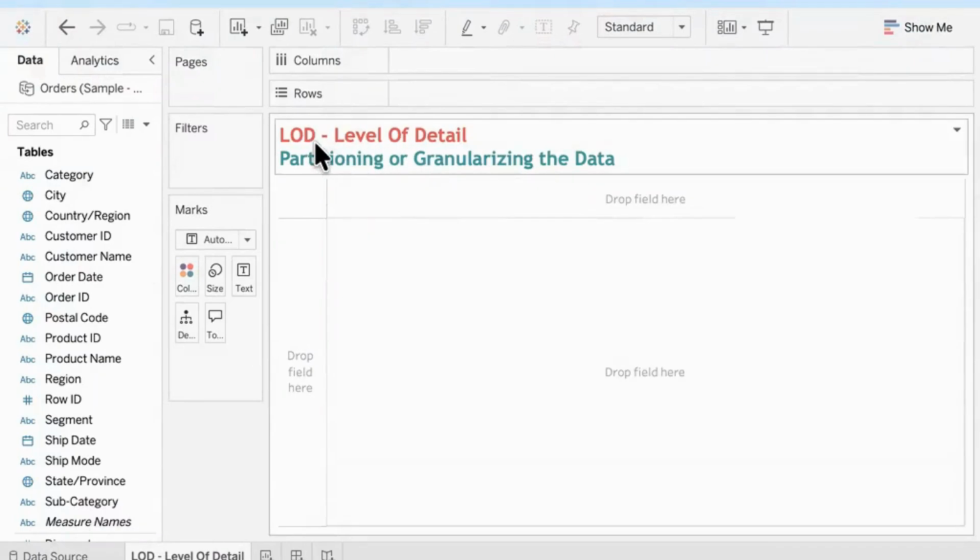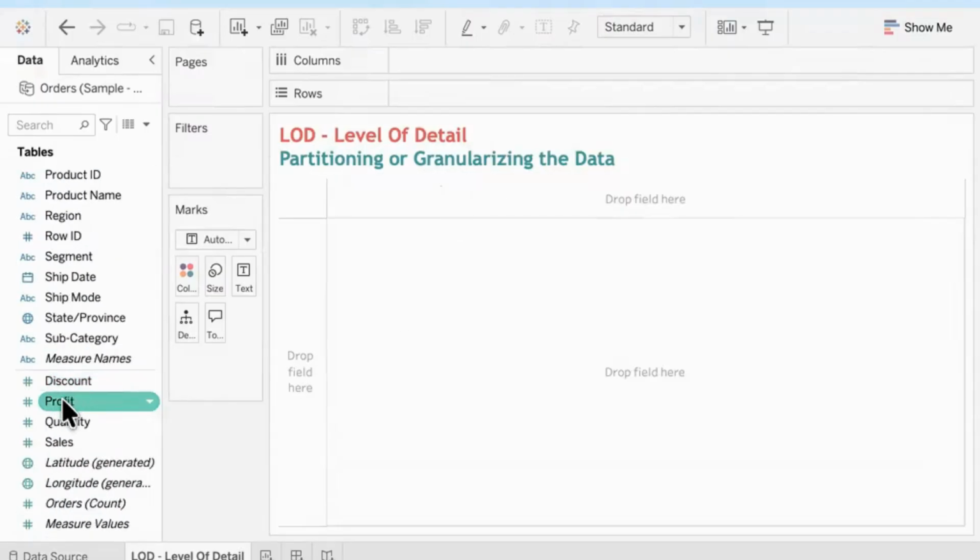Level of detail or LOD is one of the most difficult concepts to master when it comes to calculations in Tableau. To understand this, first we need to understand the concept of partitioning or granularizing the data. If this becomes clear, then you will be able to understand LOD very easily. So this is the first video in the series. I'll go through the basic concept of LOD. First, let's see what is granularizing the data.